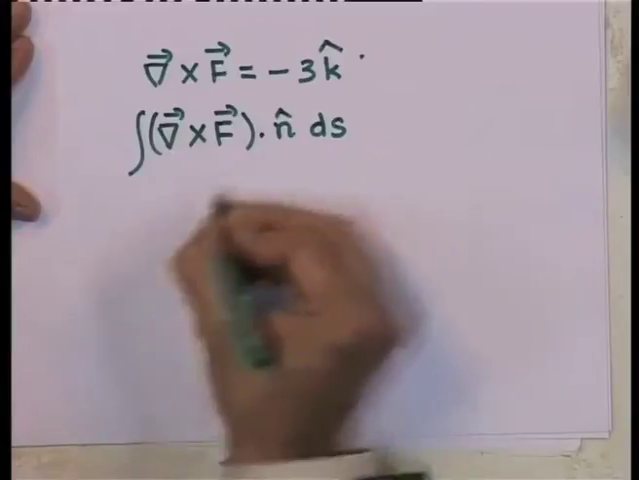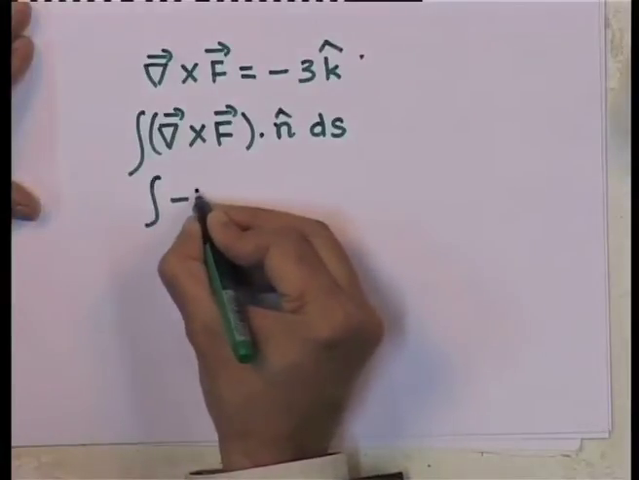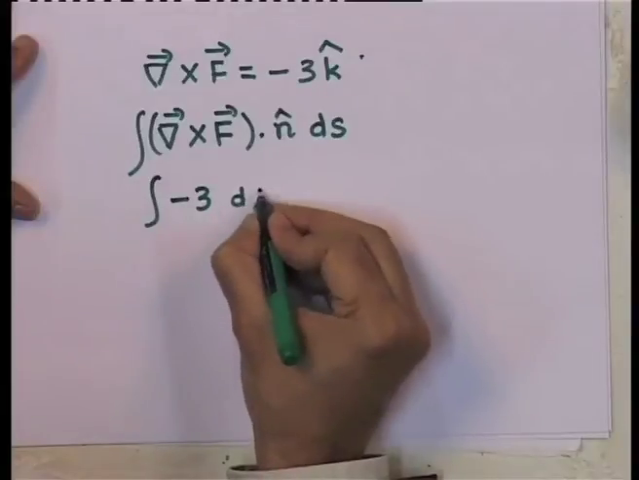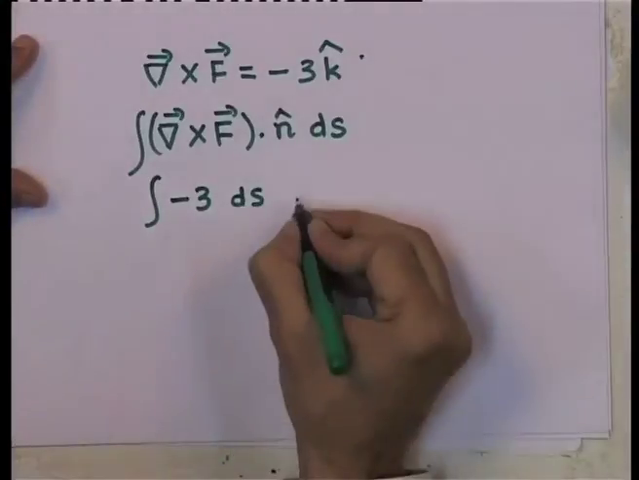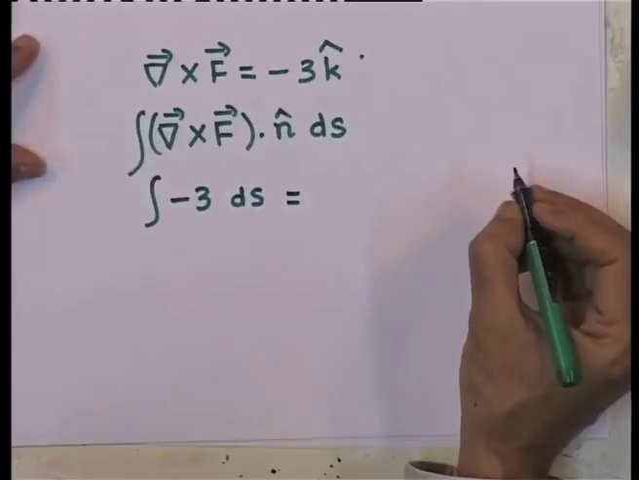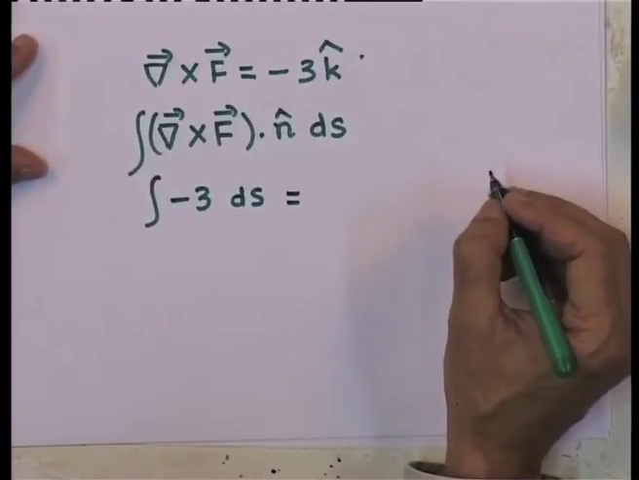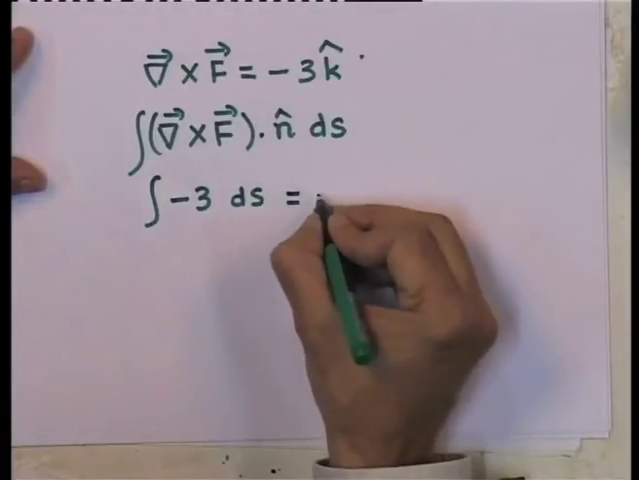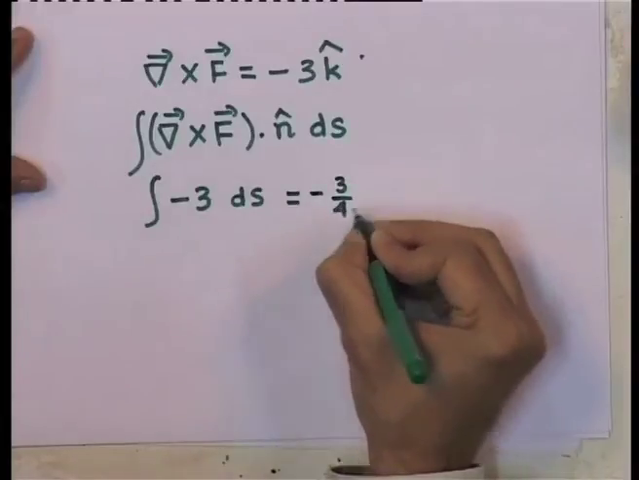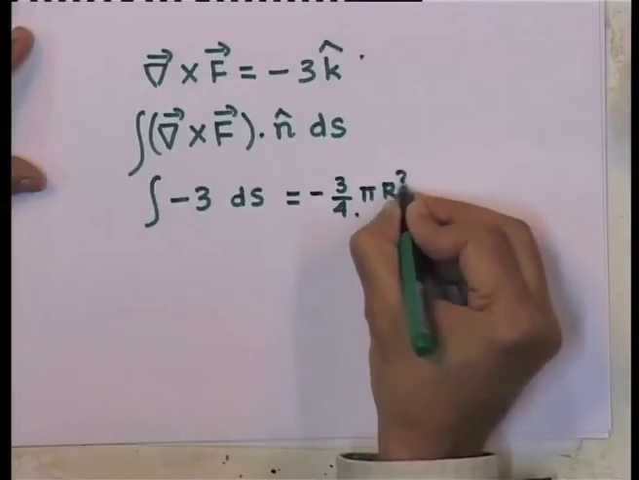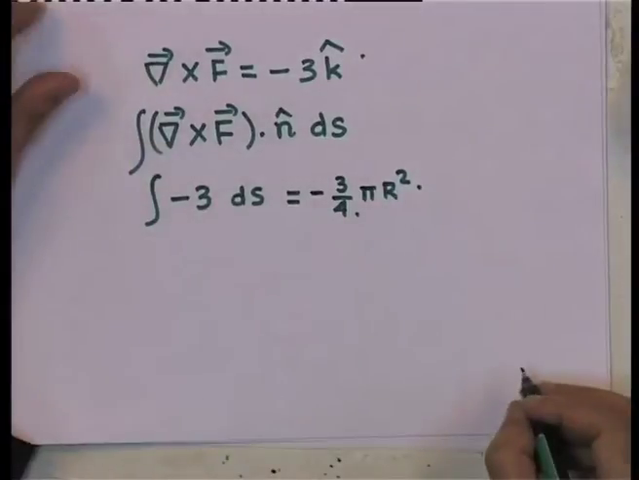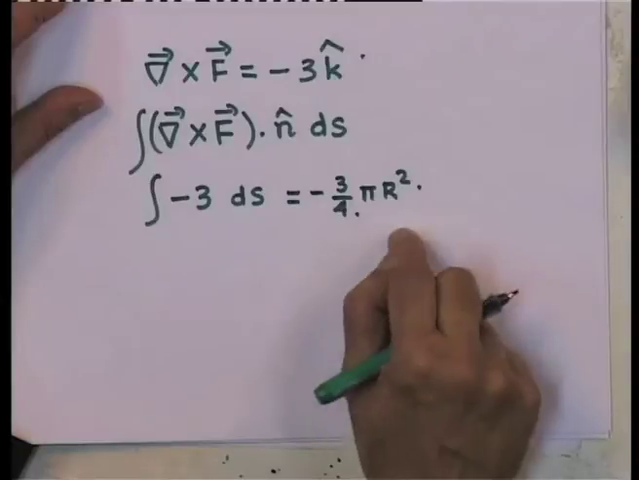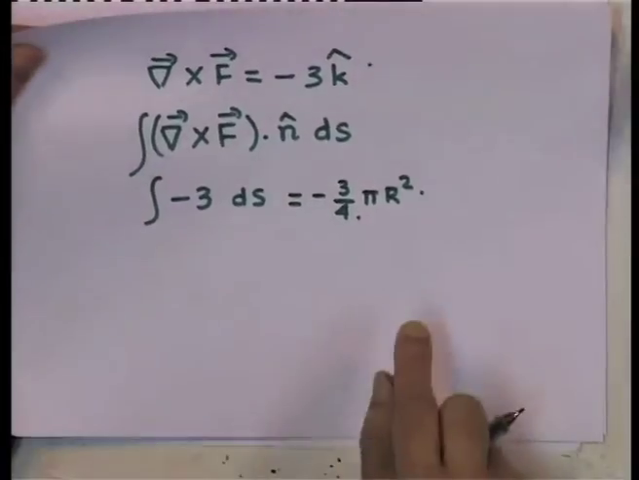So, n is along the k direction. So, this is nothing but minus 3 k dot k times ds. And I know that since it is just a quarter circle, the amount of area that is enclosed within this is just pi r square by 4. So, it is minus 3 by 4 pi r square, which is exactly the result that I got earlier. I had taken r equal to 1, so therefore, the r square I did not write there explicitly. I could use the Stokes theorem.